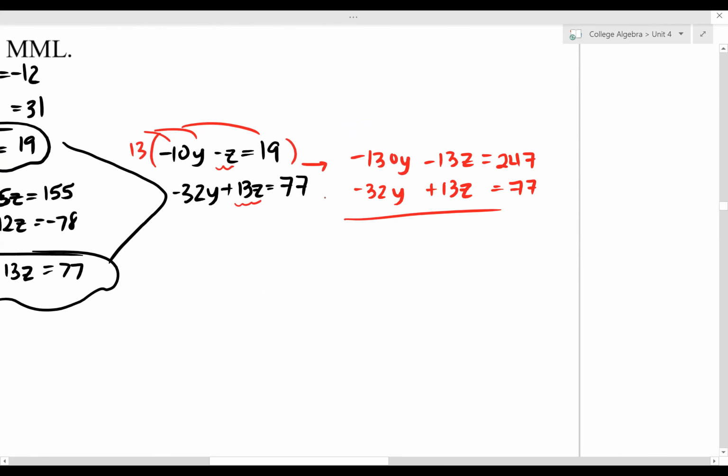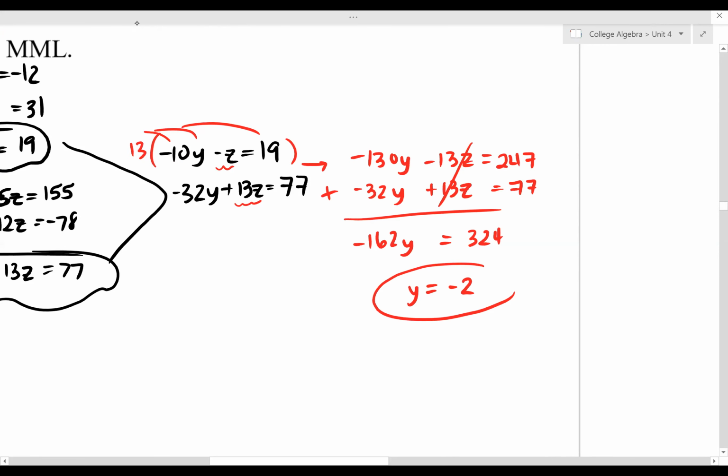And then I'm going to add these equations together. So -130y minus 32y is -162y. And the -13z and positive 13z cancel. And on the equals, 247 plus 77 equals 324. So then I'm going to divide by -162, and I get y equals -2. So I've made some progress.